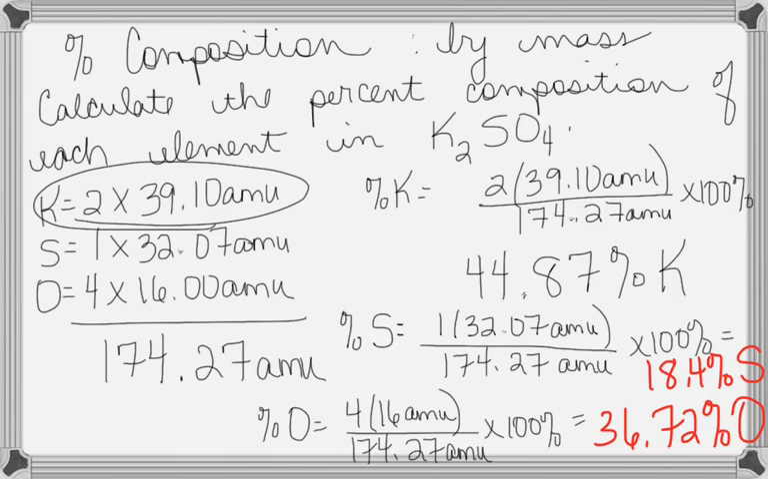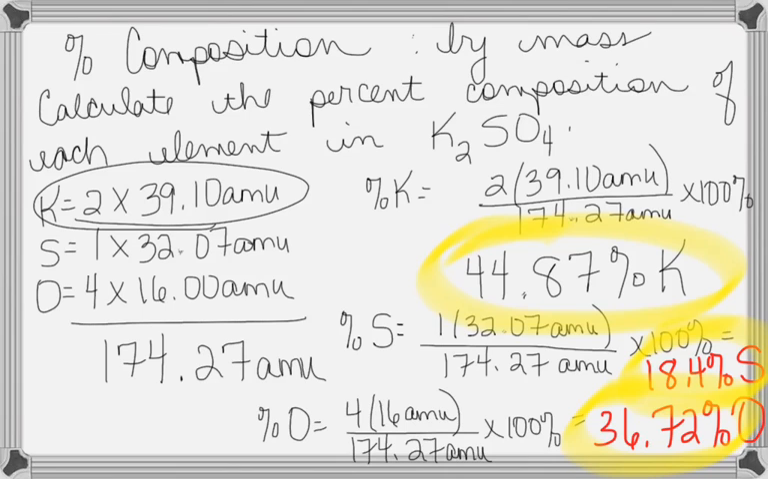Add them all together. Yeah, I can add them all together. 99.99%. And we've got 99.99, that's close enough to 100. So they should all add up to be 100%.